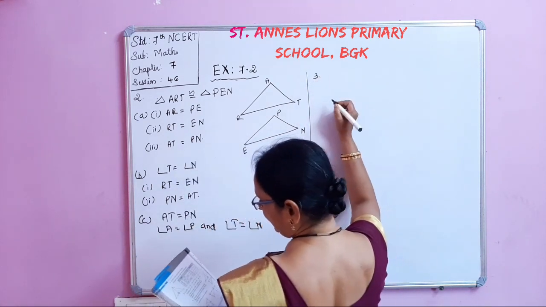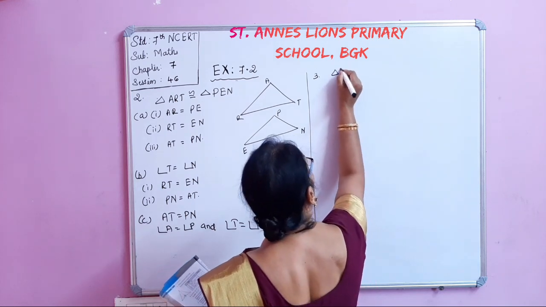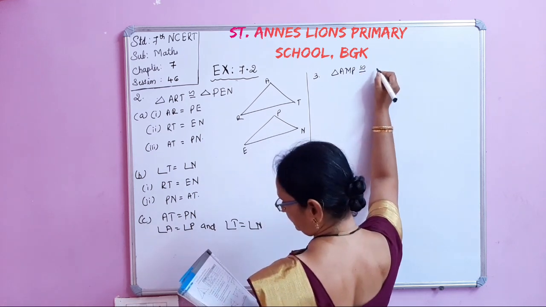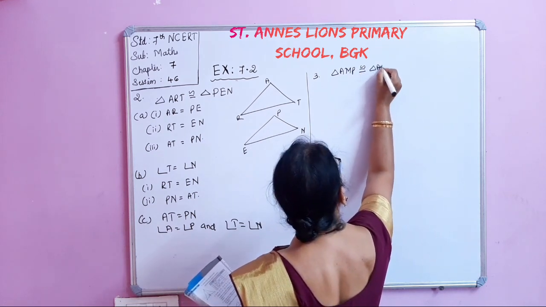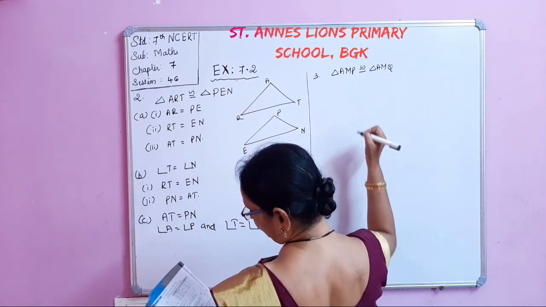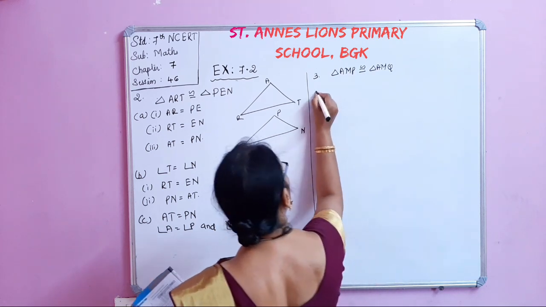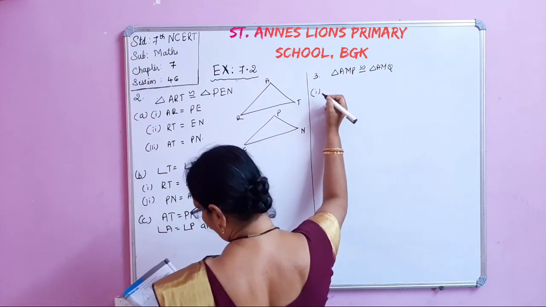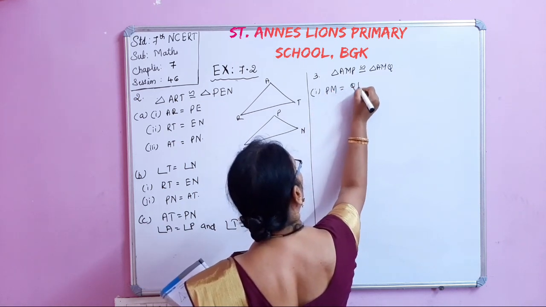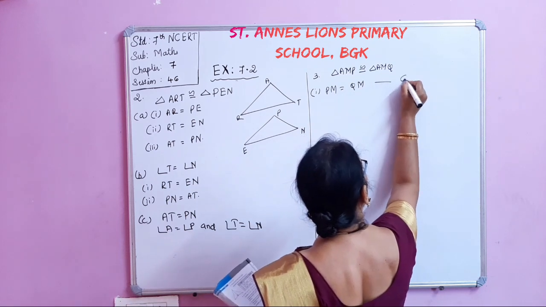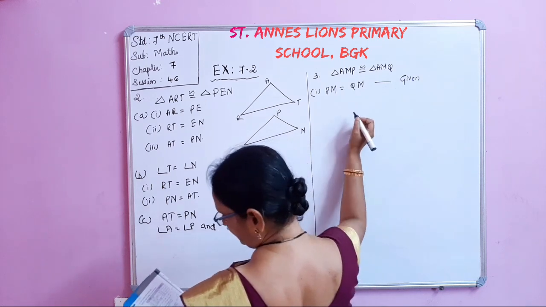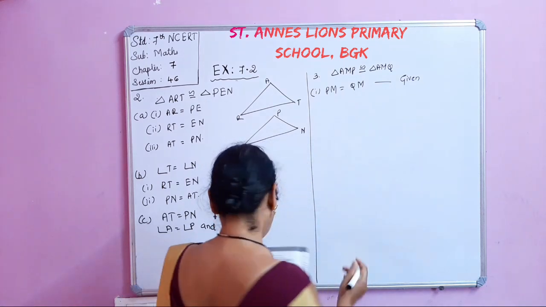The same way, on the same base only, third one, they have given one box. Third one, triangle AMP is congruent to triangle AMQ. Then some box they have given. In that box, first one, PM equal to QM. This is nothing but given. In the reason you have to write given it is.